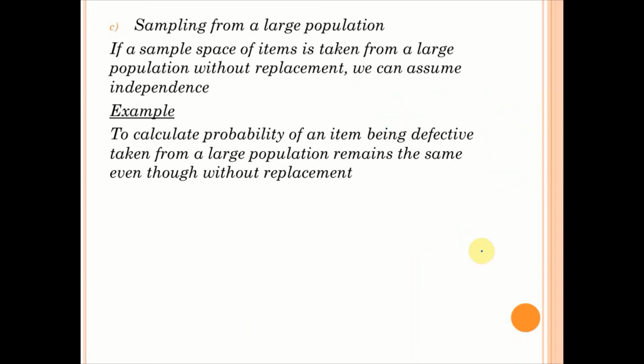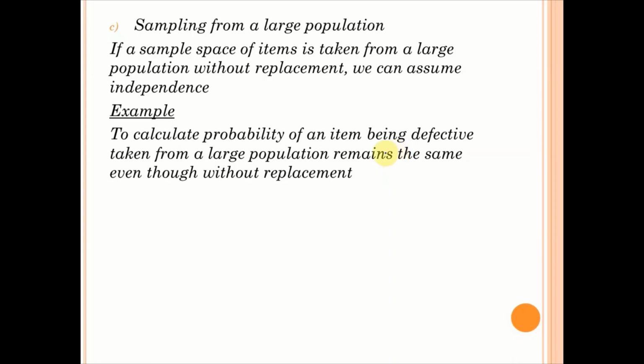Another independent one is sampling from a large population. This is similar to the light bulb example earlier, where to calculate the probability of an item being defective, we take maybe 100 samples from the large population. Okay, and then we calculate the probability. Then if you want to calculate again, you take another 100 from the large population. This one we say is independent because the population is too large.